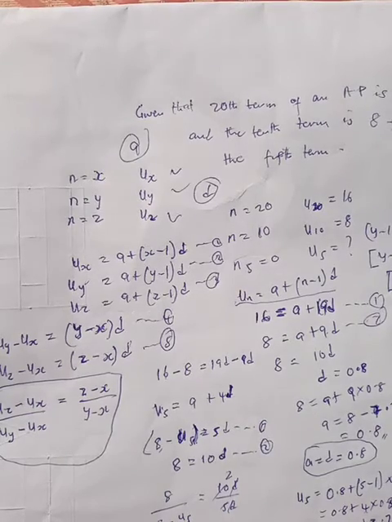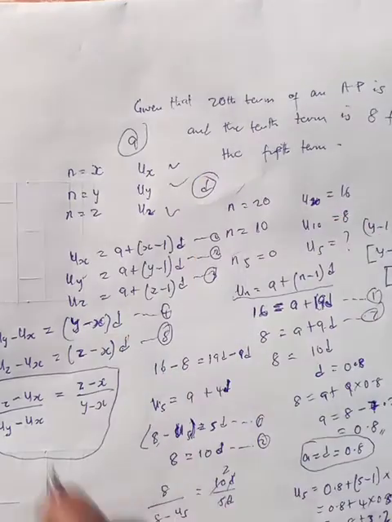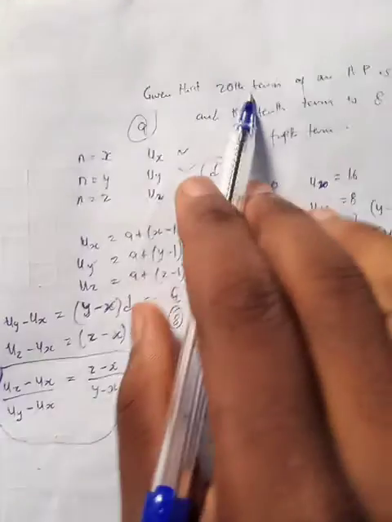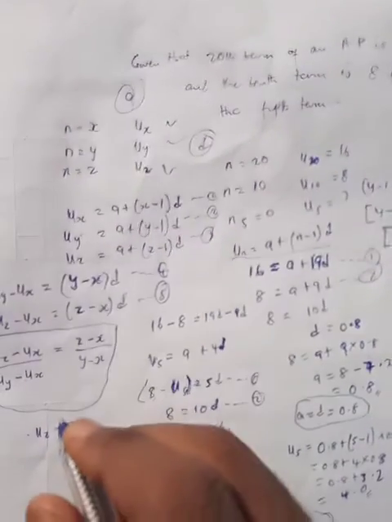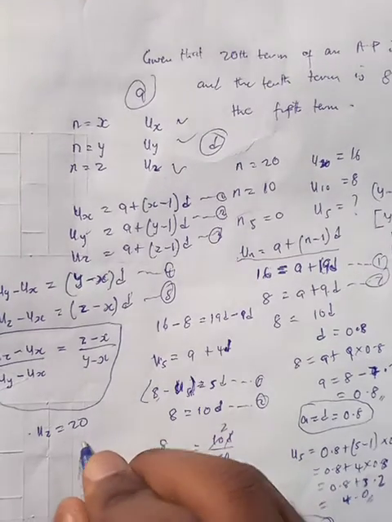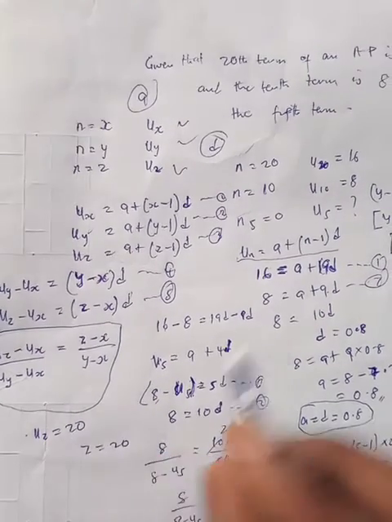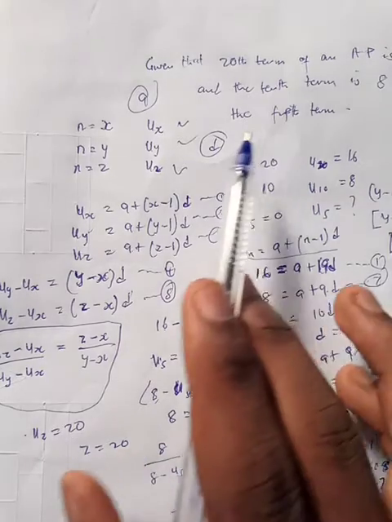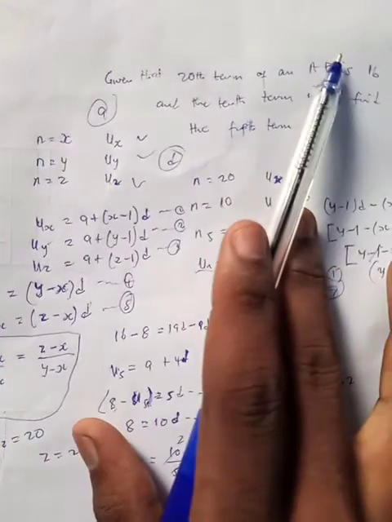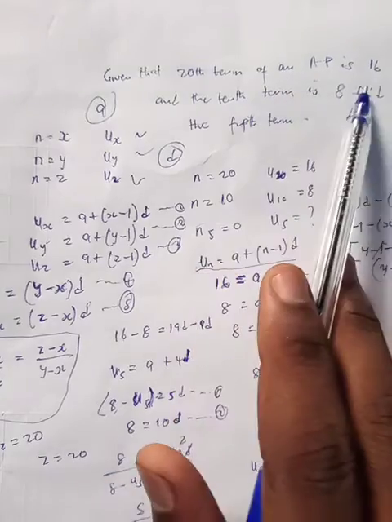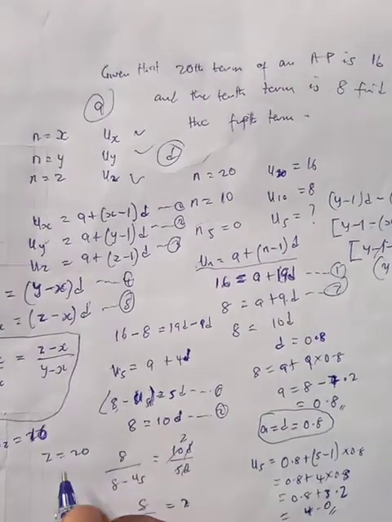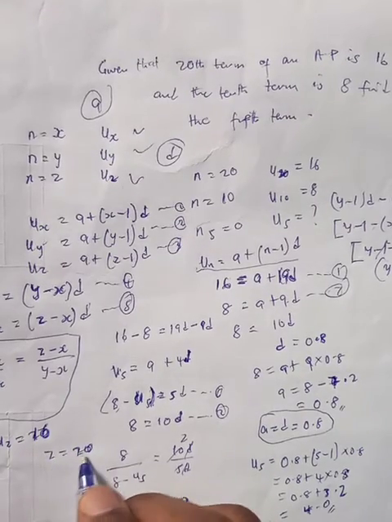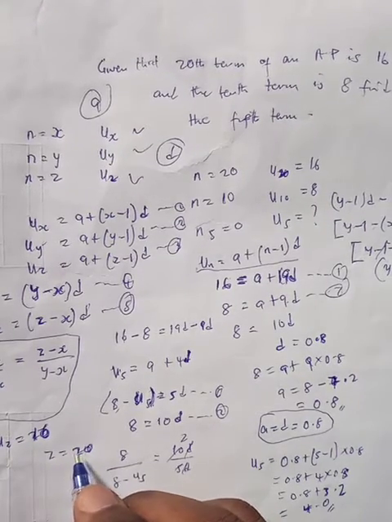Let's solve it using this. Let's say the 20th term was uz, so z is equal to 20. Given that the 20th term of an AP is 16, z is the 20th term, that is, the term 16 at position 20.